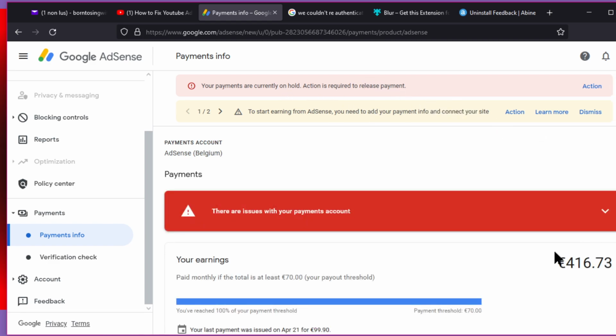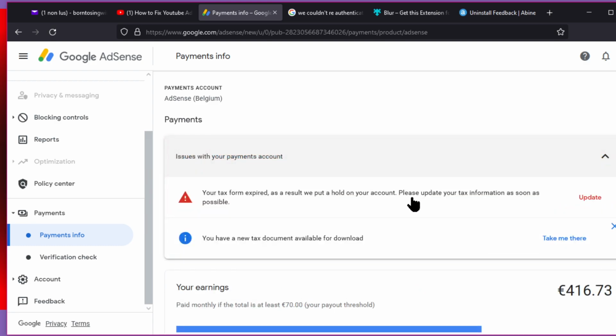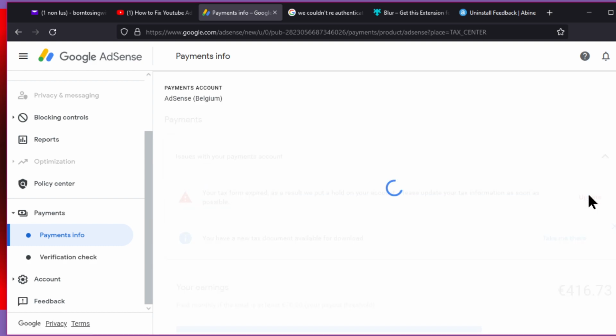All right. So I've made like 600 euros, but it showed me only 400. So that's why I'm like, this is not good at all. Almost half of the money. So now I click this red thing here. That's the problem with this.